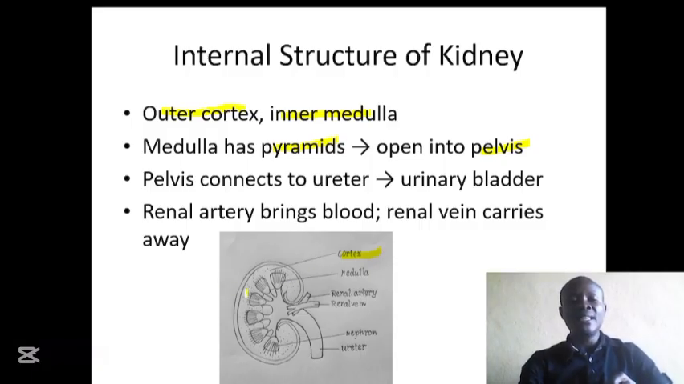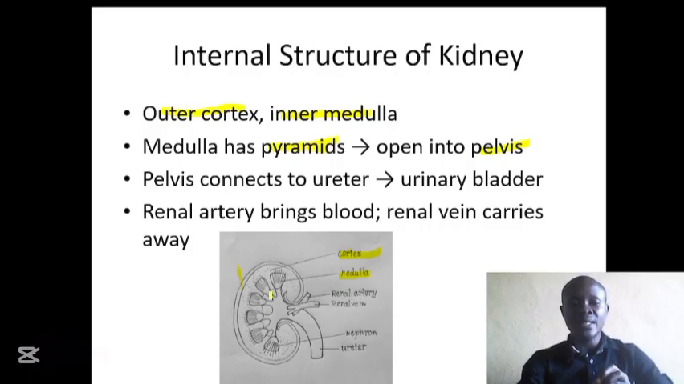But there is a layer here, the outermost part of it, called the capsule, which is not labeled in this slide. So the capsule is the outermost part of the kidney. It provides protection for the kidney, just like any other outer part. Just below the capsule, we have the cortex. And next we have the medulla. The medulla has a pyramid shape. And this medulla here opens into the pelvis.